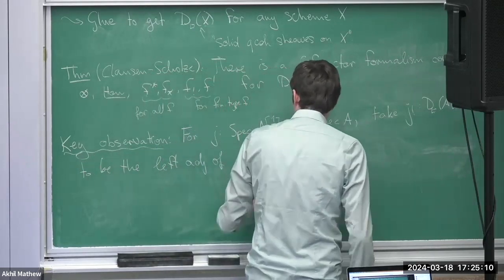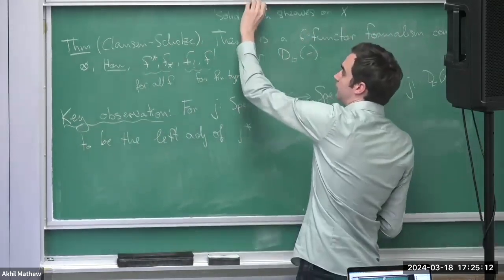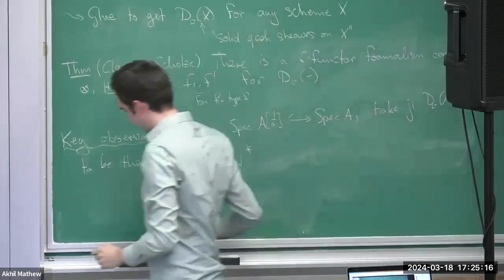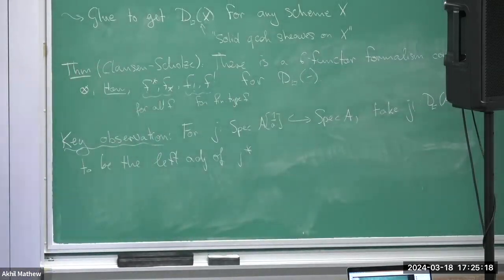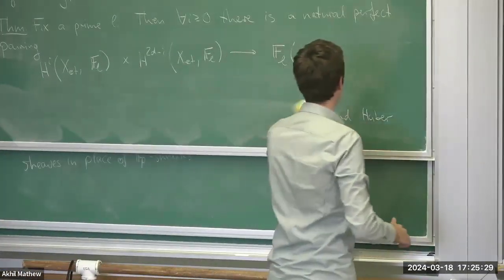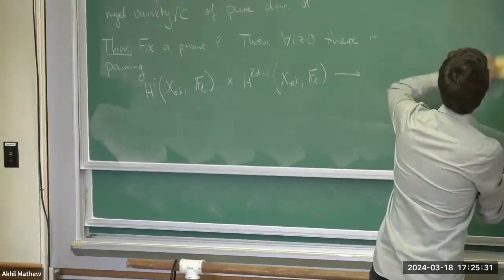The upper star. And why does it suddenly work? Why does it not work classically? All of these categories are nice, so for this left adjoint to exist, all you need to check is that the functor preserves limits. I claim that it does now, whereas it didn't in the classical setting.